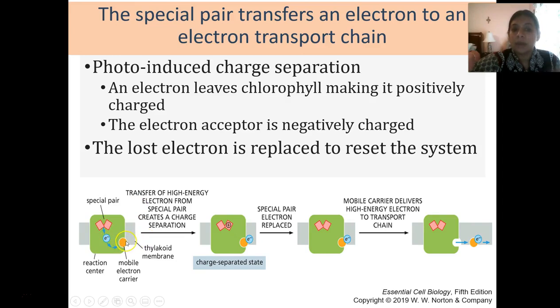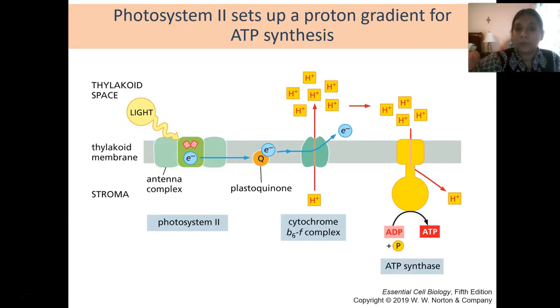And that electron then moves on to your mobile electron carrier stage, which can then transport it or move it itself physically into the electron transport chain. Now, in the process, your reaction center and the special pair, once it loses that electron, kind of resets back to its native state, where now a new electron can come in from the chlorophyll molecules in those charged antennas to allow this process to continue to function.